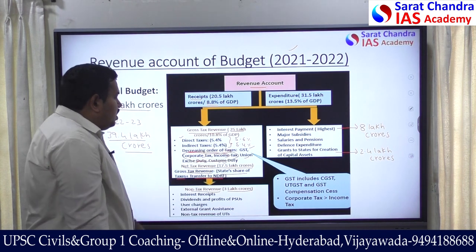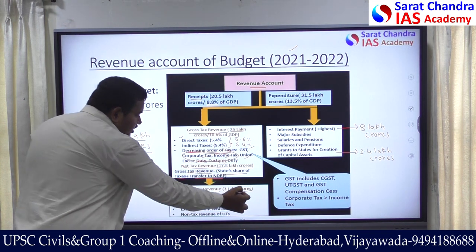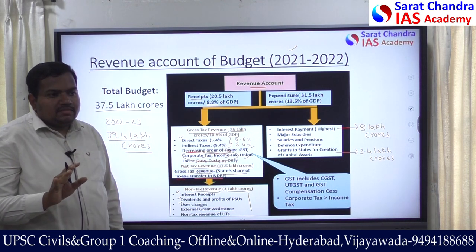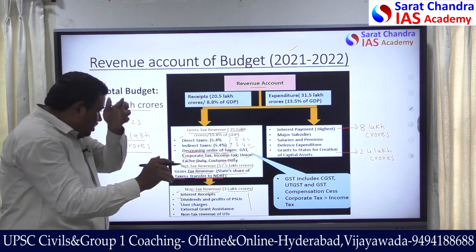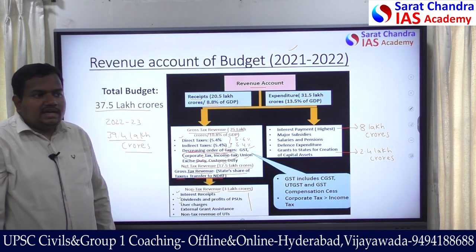Next, non-tax revenue: interest receipts, dividend, user charges. No need to remember this order. Non-tax revenue, no need to remember in the decreasing order. But you need to remember these values, GST, corporate tax, income tax in the decreasing order.